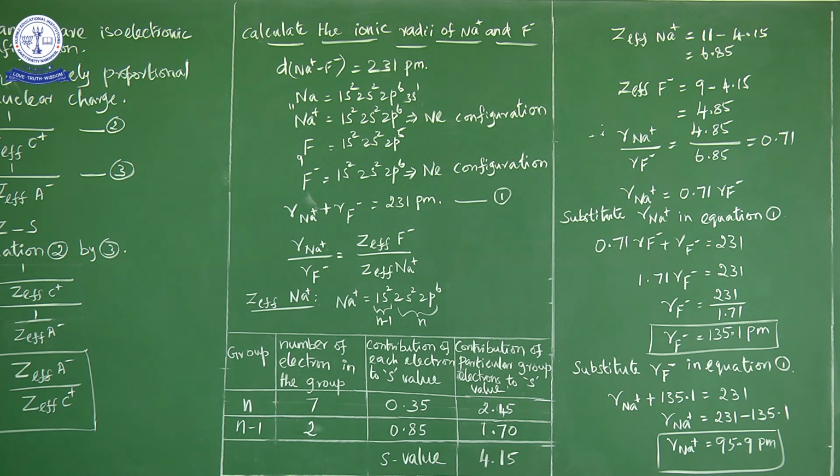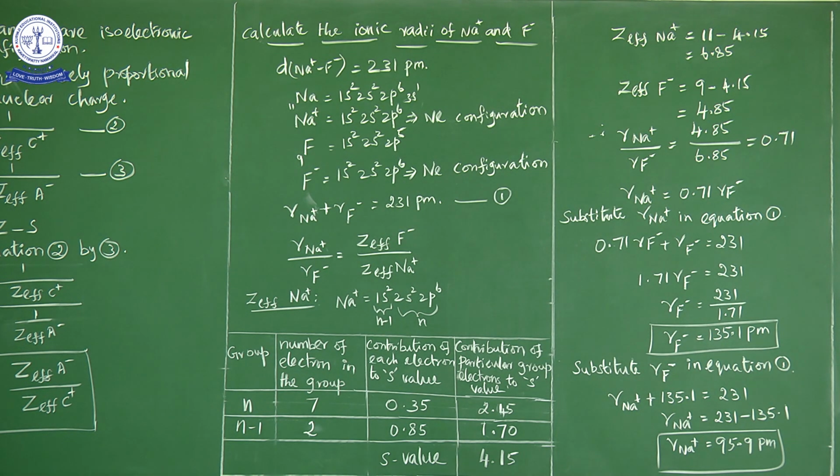So Z effective of Na plus is equal to, the formula we have seen, Z effective equals Z minus S. Z is the atomic number. The atomic number of sodium is 11. So 11 minus the S value, which is 4.15. So the effective nuclear charge of Na plus ion is 6.85. 11 minus 4.15 is equal to 6.85.